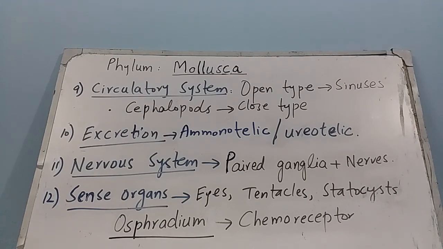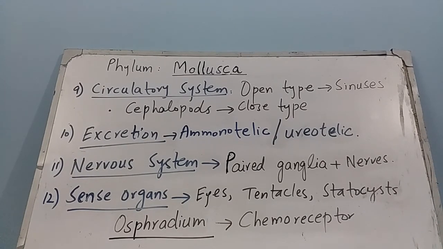There is another very important sensory organ which is known as osphradium. It is used to detect the chemical nature of water, or we can say it is used to detect the taste of water in which the mollusk is living. So, osphradium works as a chemoreceptor.